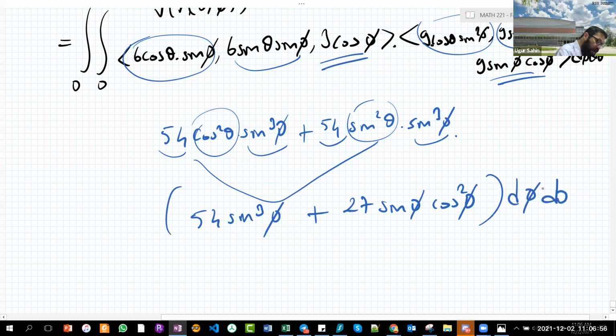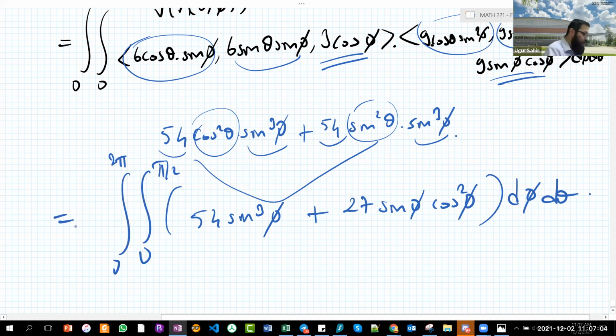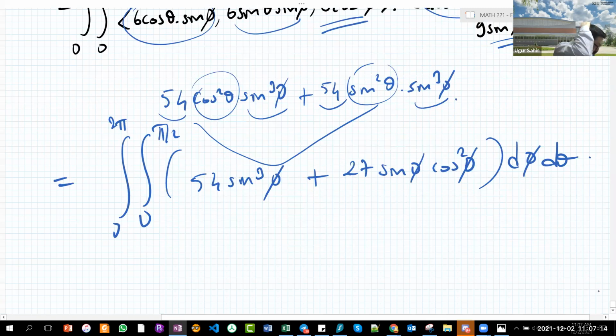d phi d theta, 0 to pi over 2, 0 to 2 pi. So the rest of this integral actually can be calculated using your integration technique skills, guys. I can use a trigonometric identity here for the sine cube phi. This is going to be equal to 1 minus cosine square phi times sine phi, right?